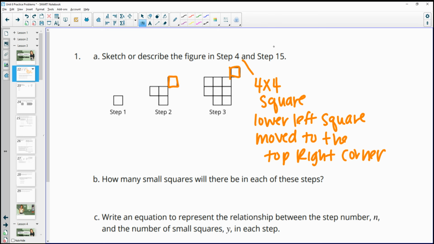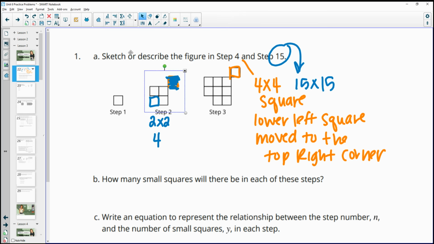And then for step 15, it would be the same thing, but it would be a 15 by 15 square with that lower corner one moved up to the top, right? So you can almost think of this one not being here and it was just down here, right? You see that 2 by 2 square. So then this would be a 2 by 2, which would give us 4 total squares once we move it up. And then same thing here. If we think of this one not being here and we move it down here, now we just have a 3 by 3 square for our total. And this one is just a 1 by 1.